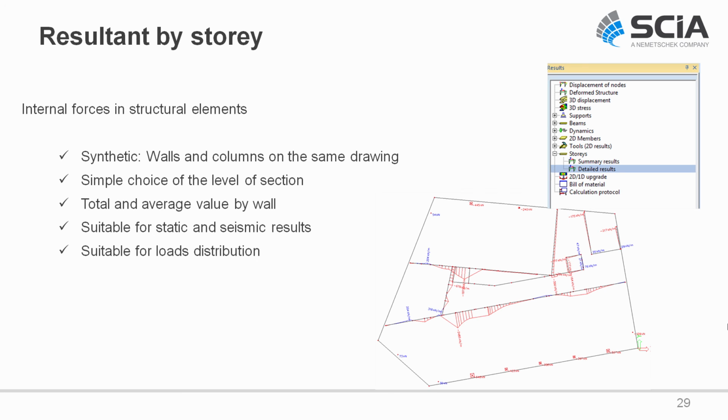We saw that to see the results, it is synthetic, walls and columns on the same drawings. We have a simple choice of the level of the section or the cut. We have the total and average value per wall. We saw that the story results are suitable for static and seismic results, and suitable for load distribution.